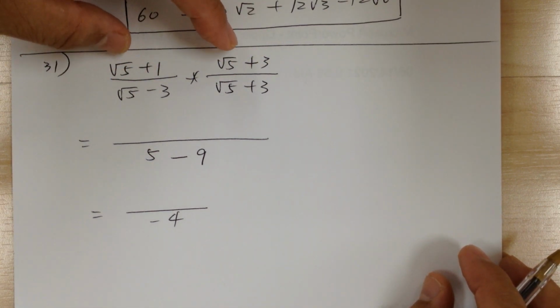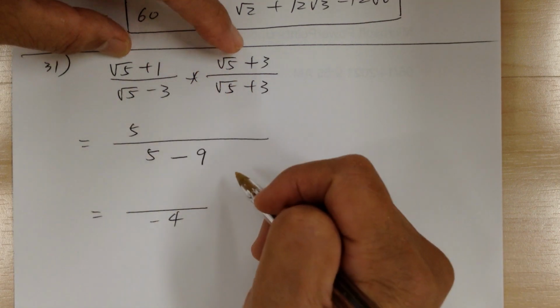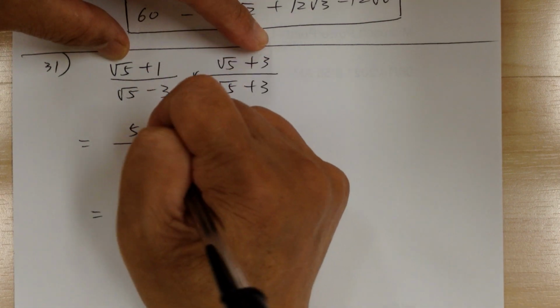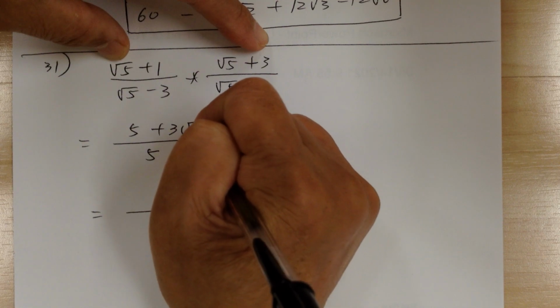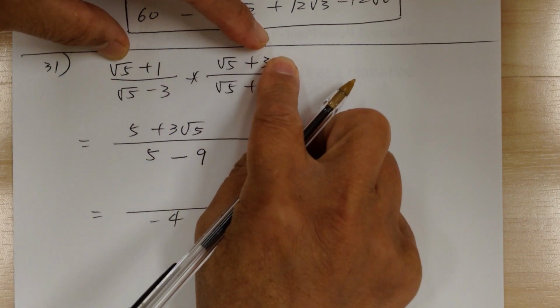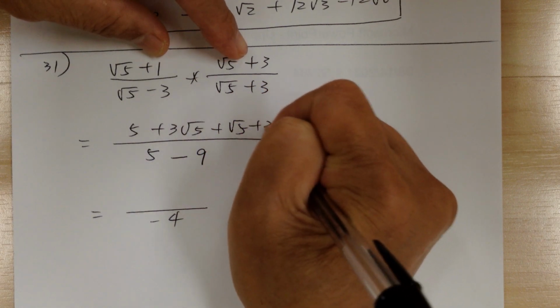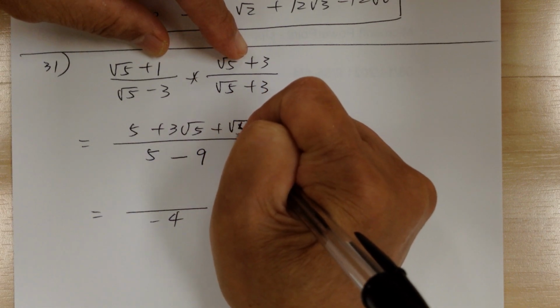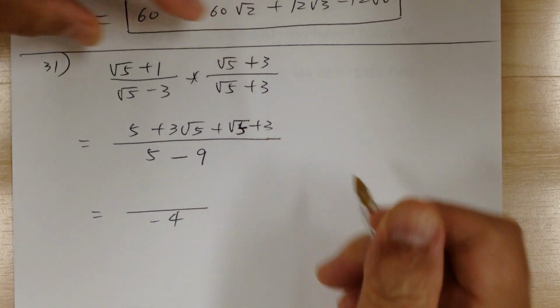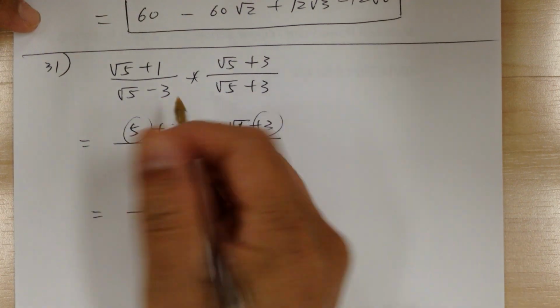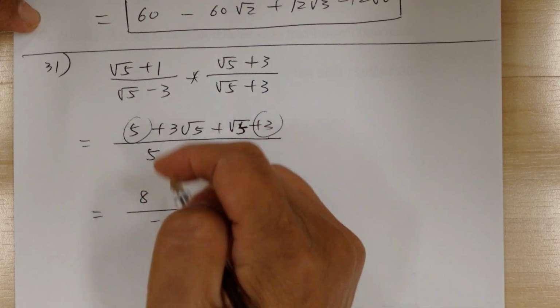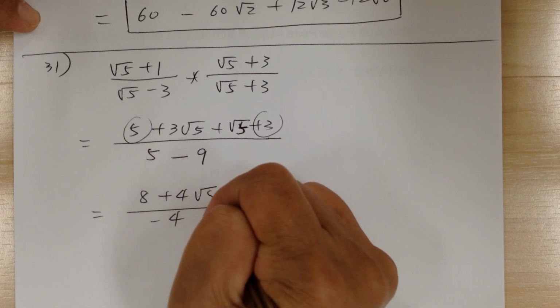So for your method, F would be 5. So F, O, okay. You can use this times that, then use the next one. This would be plus square root of 5 plus 3. Okay, so combine the like terms. So this would be an 8, and this would be plus 4 square root of 5.